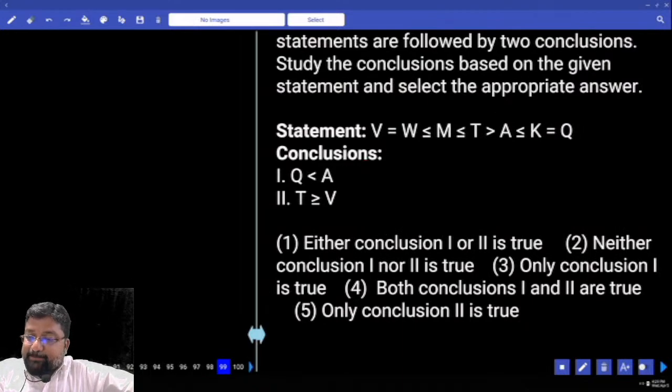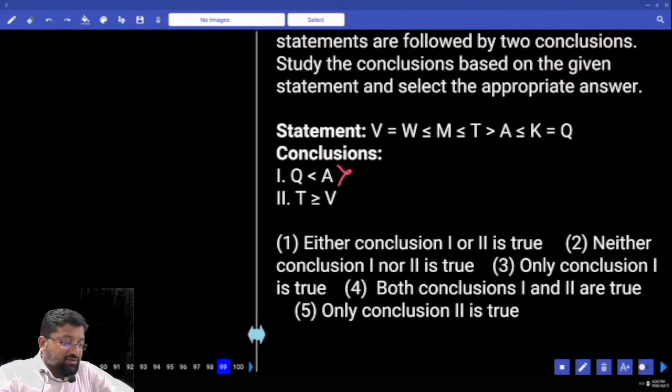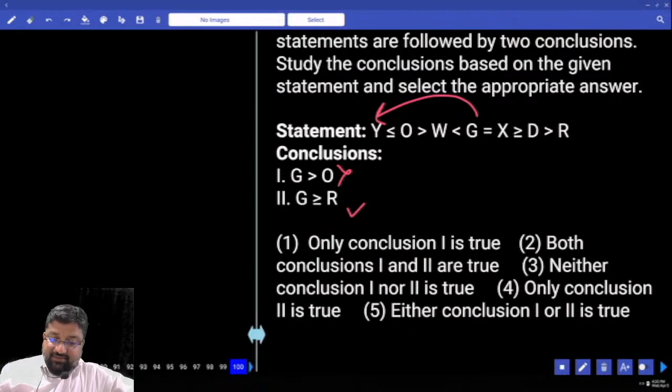Q and A. What's the problem with Q and A? A is less than or equals to Q. Reversed, Q greater than or equals to A. This is no way. Next, T and V. T greater than or equals to V. Right or wrong? Yes, absolutely yes.